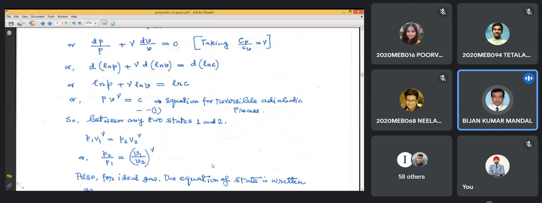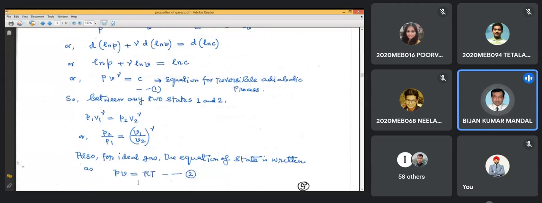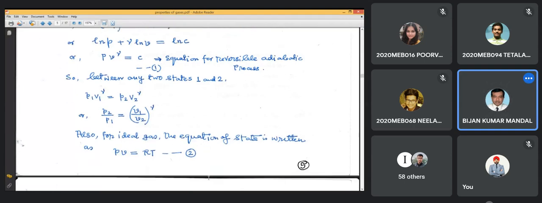So P1 V1 is equal to P2 V2, but here it is like this. So then you can write that P2 by P1 is equal to V1 by V2 to the power gamma. And then we want the relation between the other, that is, we want to bring temperature here: the relation between volume and temperature, pressure and temperature, etc.